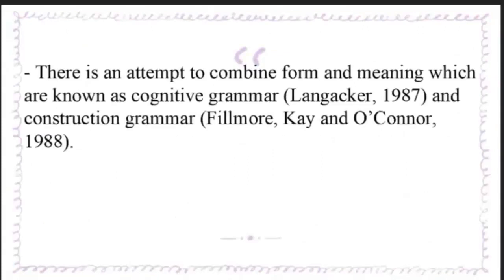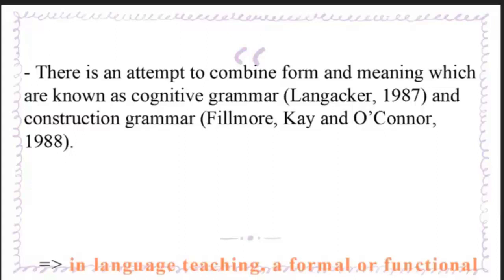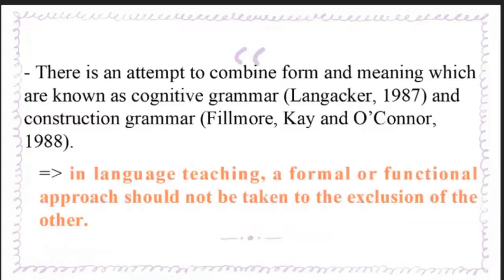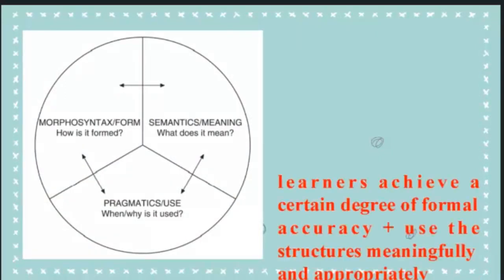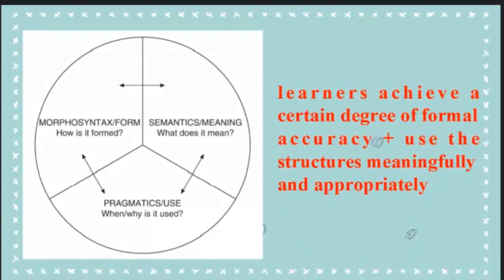So, given the disappointment with each theory, there is an attempt to combine form and meaning, which is known as cognitive grammar and construction grammar. So in language teaching, a formal or functional approach should not be taken to the exclusion of the other. We can see there's a diagram here. In teaching, we should focus on the form, the meaning, and the use of the language so that the learners can achieve a certain degree of formal accuracy, as well as use the structures meaningfully and appropriately.